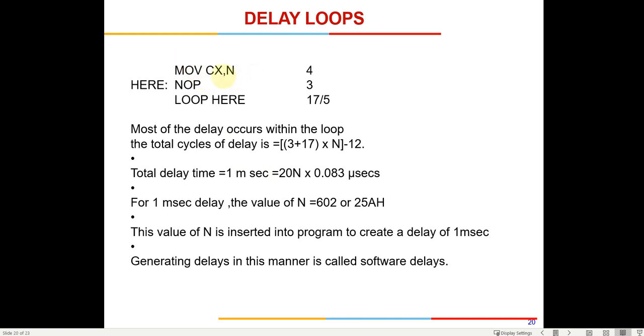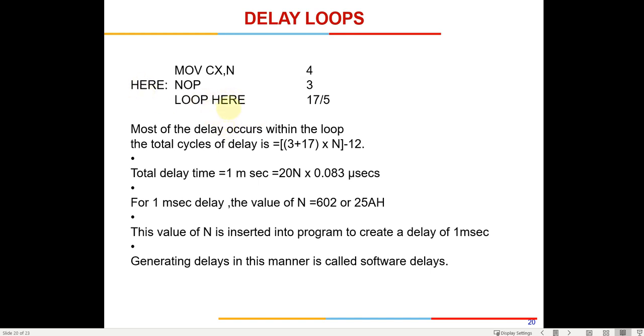Here we are moving a count into the CX register. Here we are putting an instruction NOP, that means no operation. When we write no operation, it skips 3 clock cycles. It doesn't do any arithmetic or logical operations. Whenever we write NOP, the microprocessor skips 3 cycles, and then we write loop here. So it goes out here.